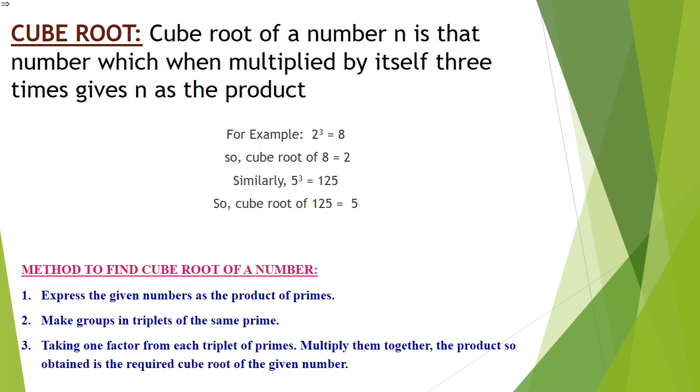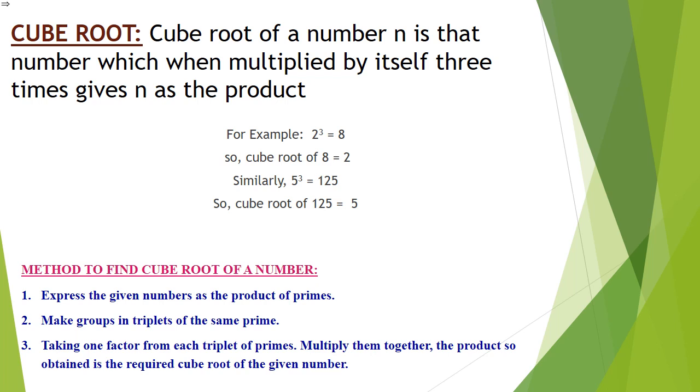Hello students, in today's class we are going to discuss cube root. Cube root of a number n is that number which when multiplied by itself 3 times gives n as the product. For example, 2 cube is equal to 8. So, cube root of 8 is equal to 2.